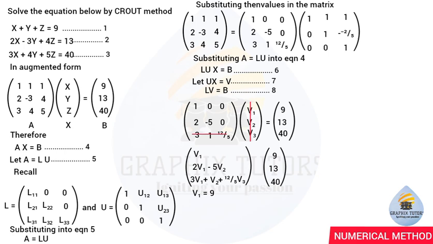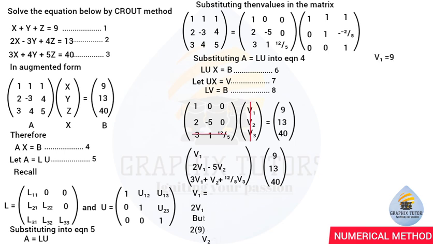We also have 2V1 minus 5V2 is equals to what? 13. But V1 here is equals to what? 9. So we're having 2 times 9 minus 5V2 is equals to 13. Minus 5V2 will now be equals to 2 times 9 is 18. If I take 18 to the other side, it becomes minus 18. So we have 13 minus 18. So minus 5V2 will now be equals to minus 5. So V2 will now be equals to minus 5 over minus 5. That will be equals to what? 1. Because you're dividing both sides by minus 5.